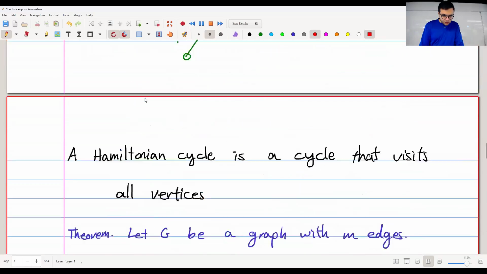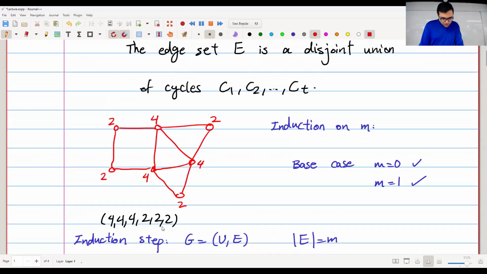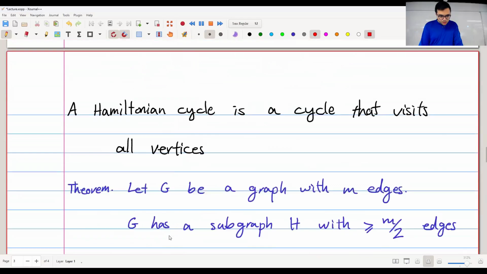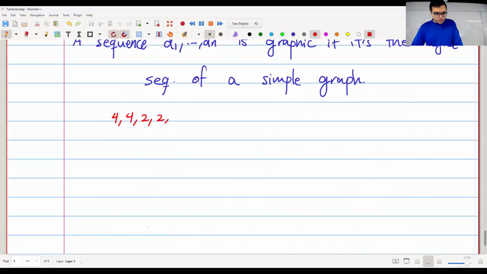What's this graph? Oh, I had 3 4s and 3 2s. Okay. So let's just look at this degree sequence.